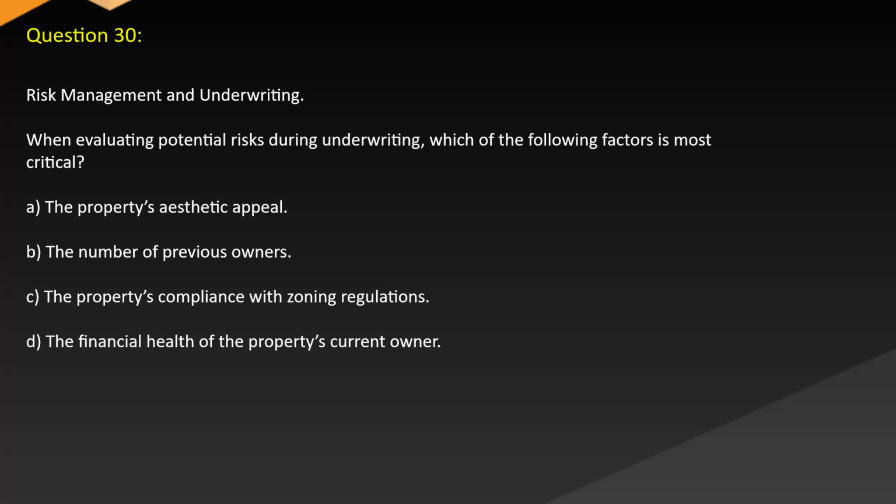Question 30. Risk management and underwriting. When evaluating potential risks during underwriting, which of the following factors is most critical? A. The property's aesthetic appeal. B. The number of previous owners. C. The property's compliance with zoning regulations. D. The financial health of the property's current owner.